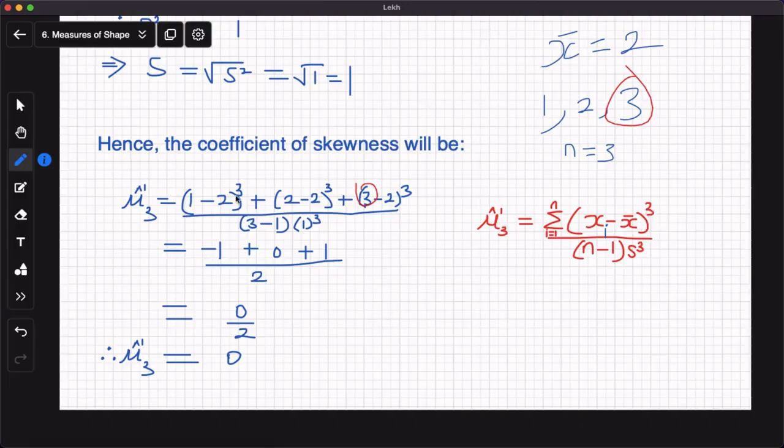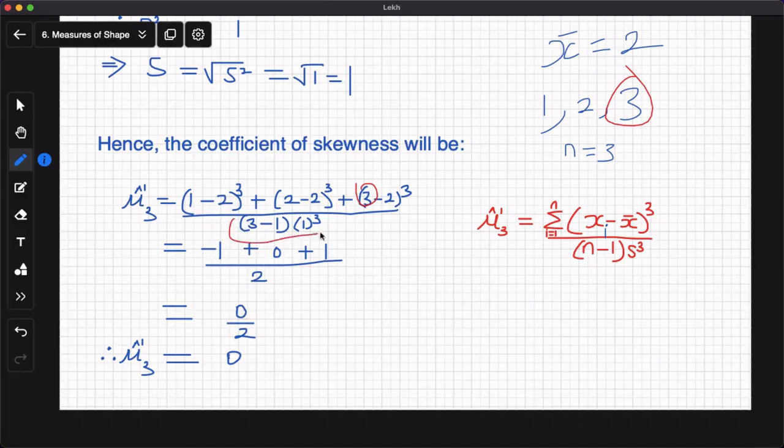And then when we do that, this will give us minus 1 raised to the power of 3, and that will be minus 1. 0 raised to the power of 3, 0. Then positive 1 raised to the power of 3 will give us positive 1 still. And when we add everything, we get 0 divided by 2.